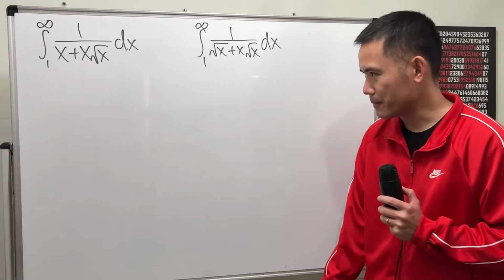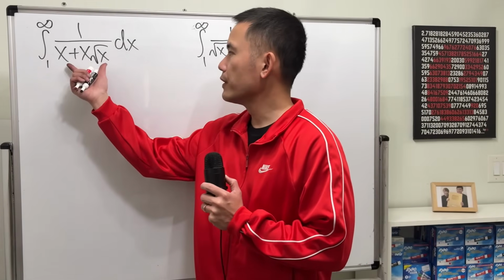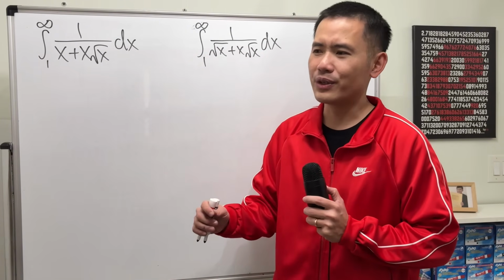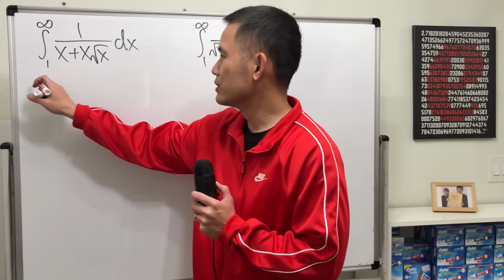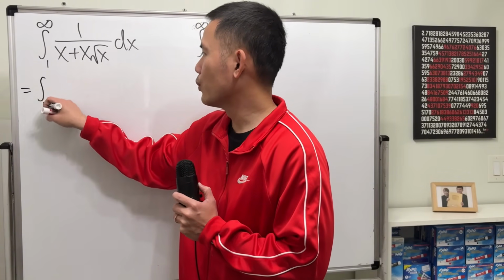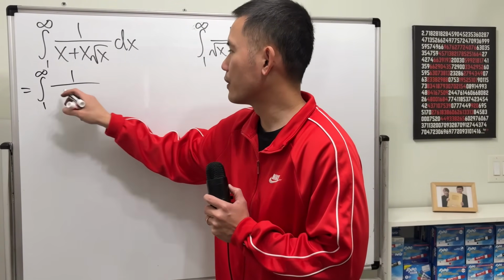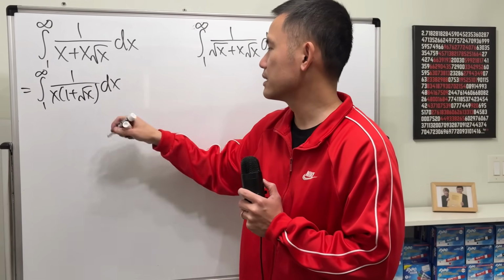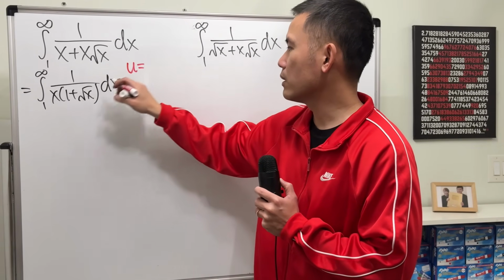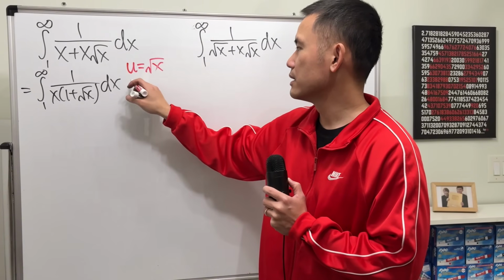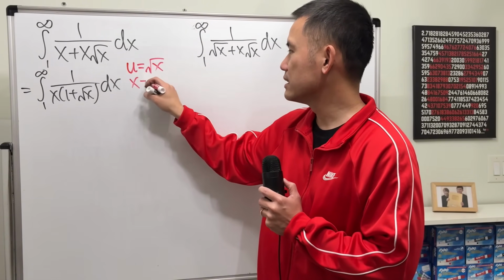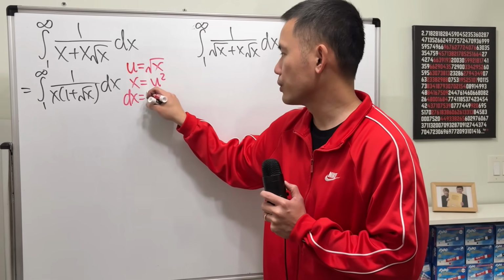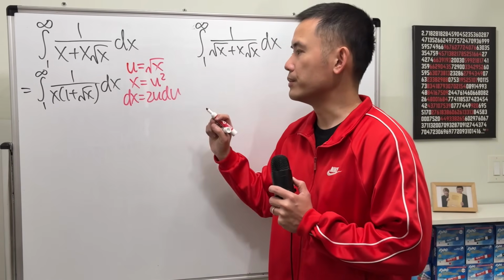Ready? Okay, let's go. For the first one, notice that I have x here and x here. I would like to factor out the x first before I do substitution. So this will give us the integral from 1 to infinity of 1 over x times 1 plus square root of x dx. And then I will do u equals square root of x. Let me square both sides and then take the derivative. So dx is equal to 2u du.